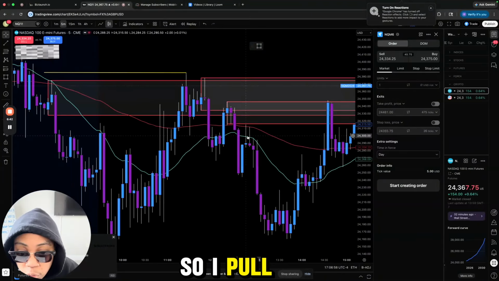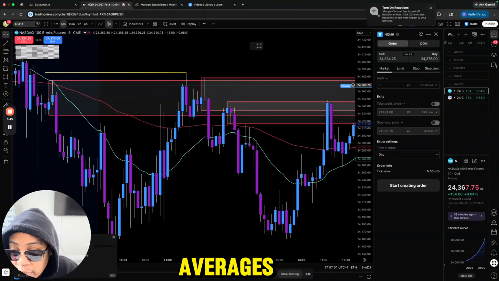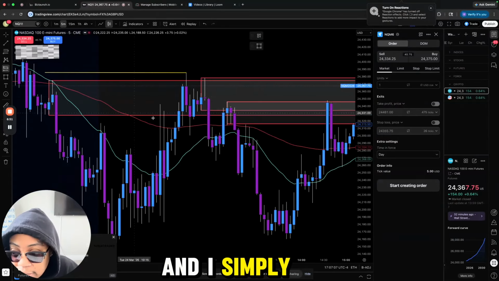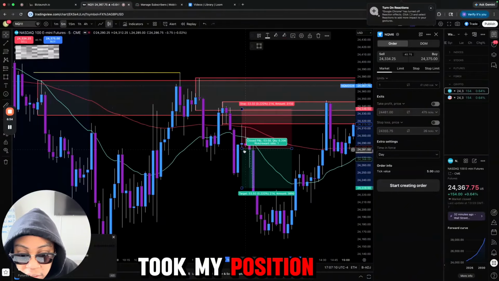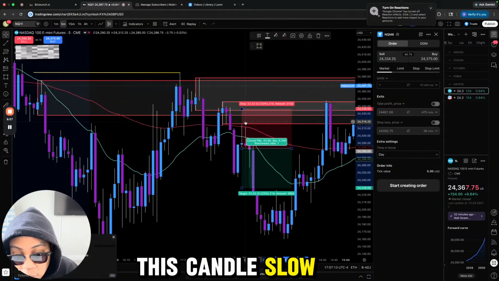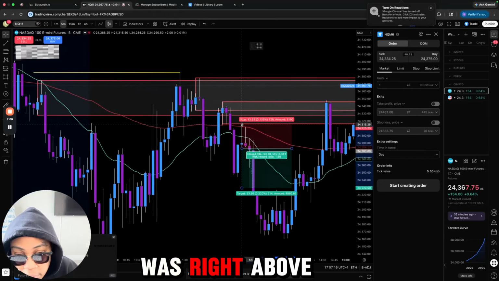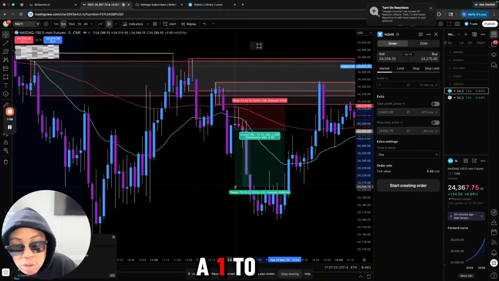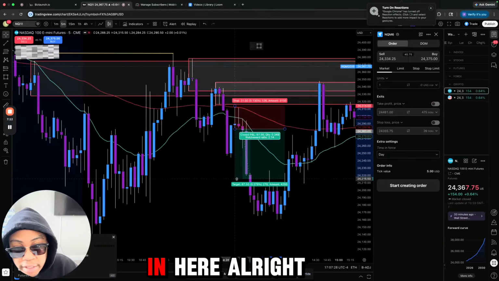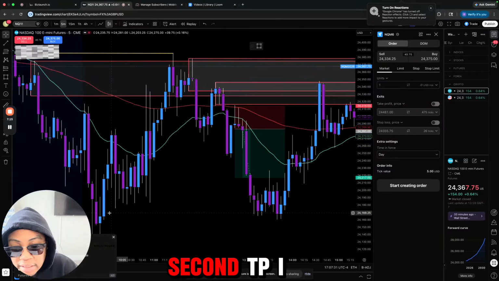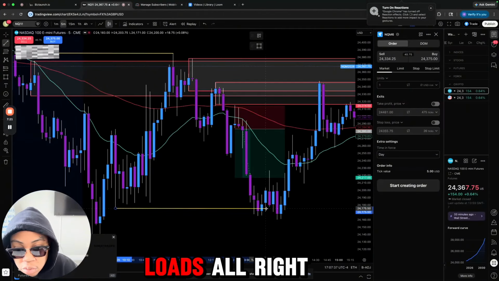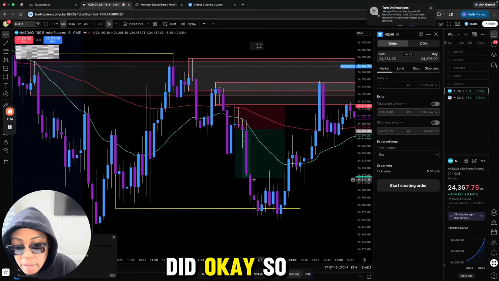All right. So I pull back and show some rejection on my green moving average, right? And I simply took my position at the break of this candle's low. My stop loss was right above here, right? And I was simply going for a 1 to 2 for my first TP, which was right in here. All right. And then my second TP, I was looking to take out these lows. All right. And which it did. Okay.